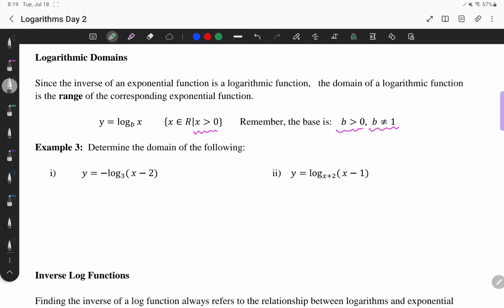Looking at the log on the left, we'll look at this x minus 2. That must be greater than 0. So we'll say x minus 2 is greater than 0, or x is greater than 2. Notice for this case, our base was just a little 3, so there's nothing we need to worry about there, no restrictions. However, when our base is a variable like x plus 2, we'll need to look at that for restrictions, because that's where these restrictions come into play.